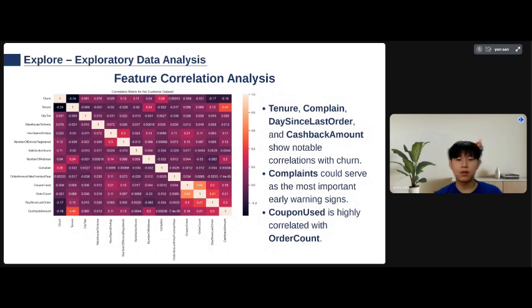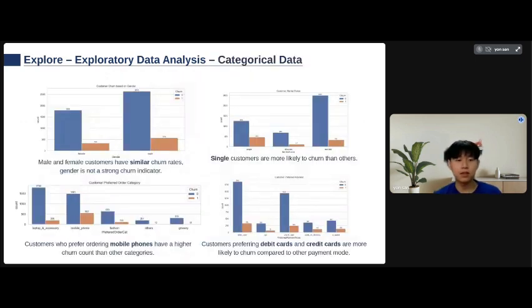Other than that, we also found out that coupon use is highly correlated with the order count. For the categorical data, we found some insights. The first insight is male and female customers have similar churn rates. Therefore, gender is not a strong churn indicator. The second insight is single customers are more likely to churn than others. The third one is customers who prefer ordering mobile phones have a higher churn count than other categories. The last one is customers preferring debit card and credit cards are more likely to churn compared to other payment modes.